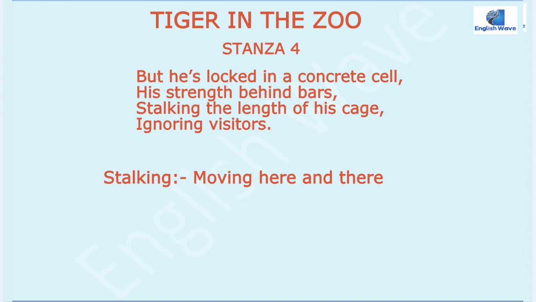In spite of all his strength, it now lies imprisoned behind the bars. The tiger pays no attention to the visitors who come to see him every day at the zoo. Instead of this, the tiger very slowly and silently moves up and down along the length of the cage without any disturbance in the form of human intervention.